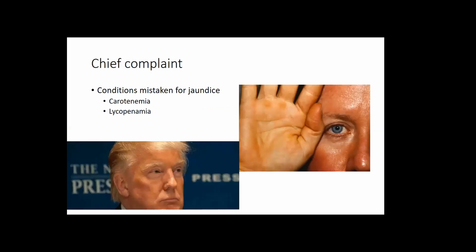So we must scrutinize the chief complaint. If a patient comes with jaundice, we must make sure it is really jaundice. Two conditions can mimic jaundice: carotenemia and lycopenemia. Carotenemia is when the patient eats a lot of carrots, so the carotene in the carrot causes discoloration of the skin. Lycopenemia is when the patient eats a lot of red food such as beetroot, tomatoes, and chilies, which can also cause discoloration of the skin.